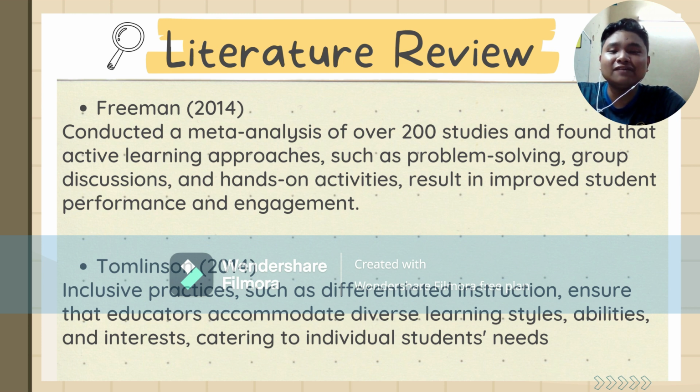Next, let us have a look at the literature review. Effective teaching and learning have been the focus of extensive research and literature in the field of education. Scholars and educators have explored various aspects of teaching and learning strategies, instructional practices, and their impact on student outcomes. This brief literature review provides a glimpse into key findings and trends in this area.